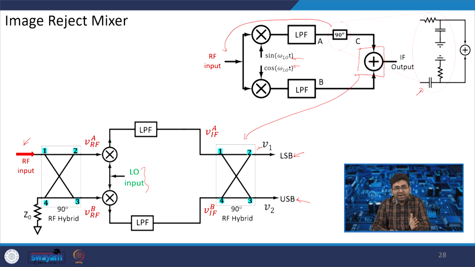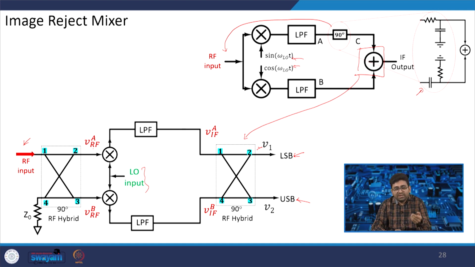There is a possibility that you can make two bands at the same time: one is the upper sideband and the lower sideband is another band. So, you can use it as a dual band receiver. So, this image reject mixer has multiple applications.